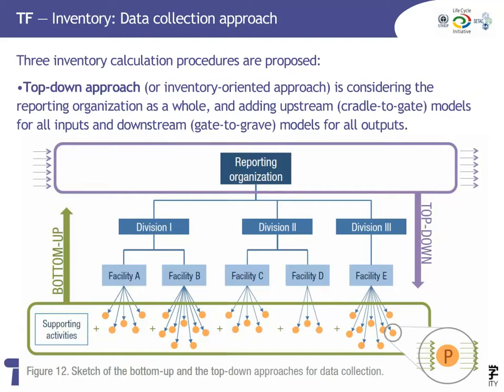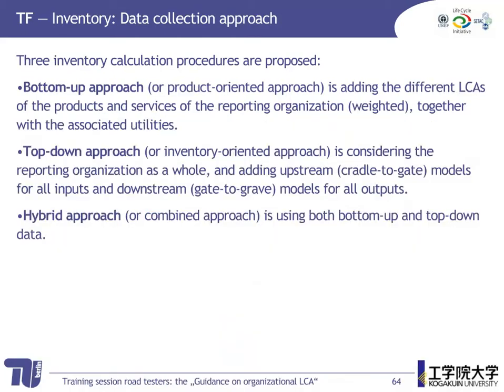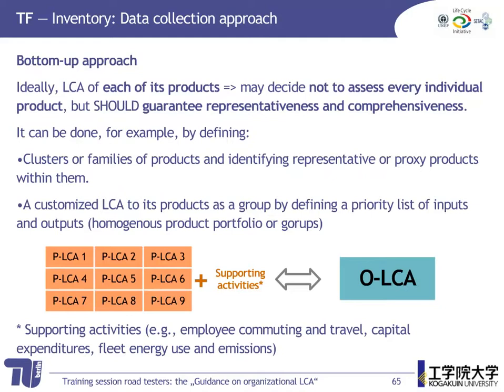Another option is what we call the top-down approach, and it goes in the other direction. The idea is to consider the whole organization and then the specific activities that are taking place at the whole organization or at each of the sites of the organization, taking into account, of course, all the life cycle, all the inputs and outputs of each of these activities, and put them together, and then also have the results for the organizational life cycle assessment. And then we have a third approach that is a mix of the other two, a mix of bottom-up and top-down approaches. Let's see more detail about each of them.